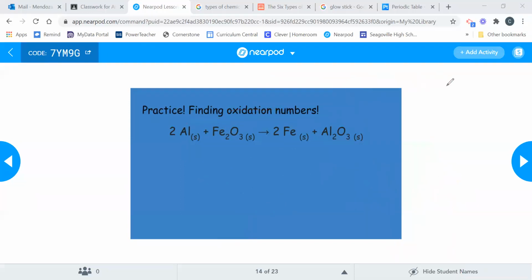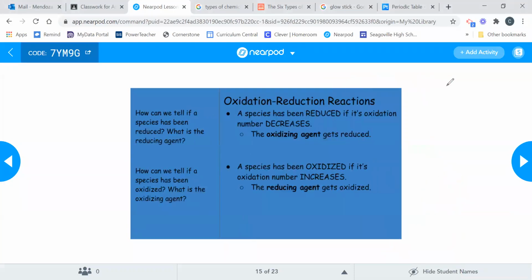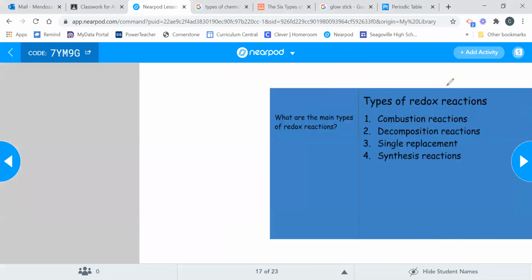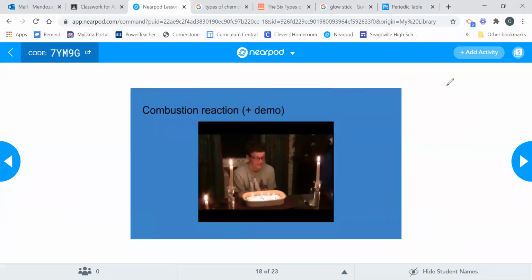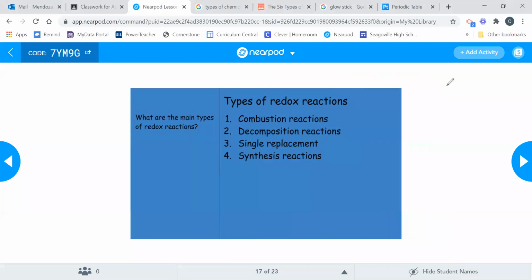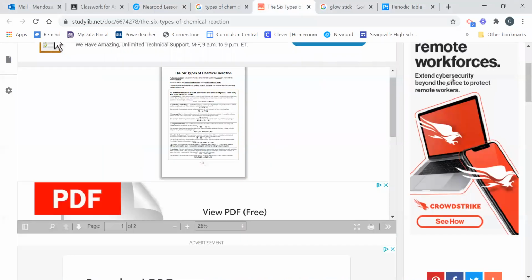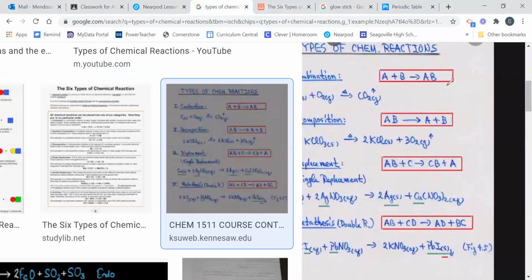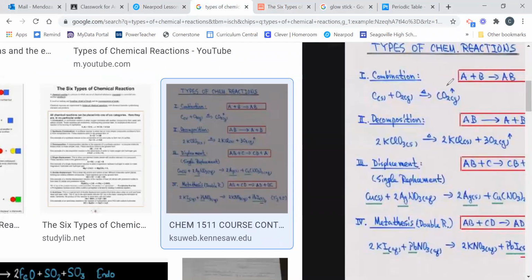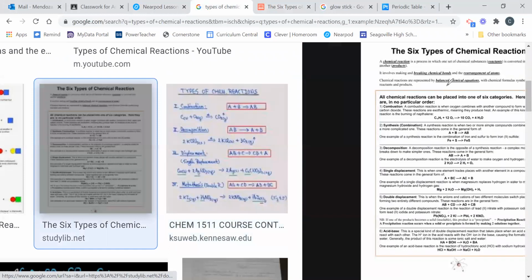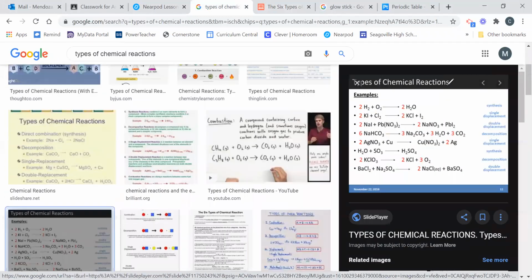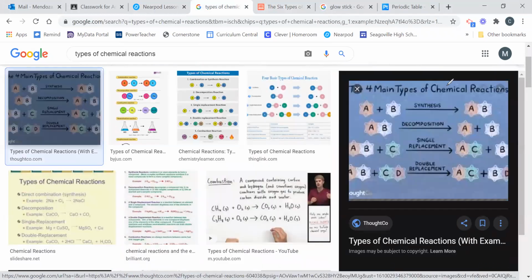But is this really what we want to know? Not really. What I really want you to know is the different types of reactions. That is the main thing that we're trying to do. So the different types of reactions are these. There's one missing, but I do need you to know the different types of reactions.